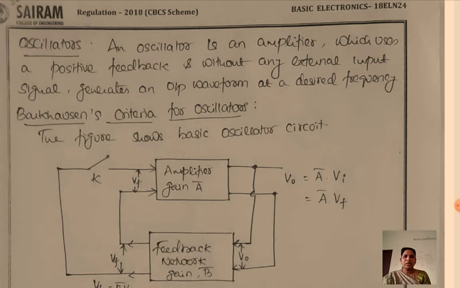feedback. You can define the oscillator as an amplifier which uses positive feedback without any external input, and it generates an output waveform at any desired frequency. Oscillators possess some criteria, named Barkhausen's criteria for oscillators. The device which produces oscillations at a desired frequency, we call an oscillator circuit. So let us study what is Barkhausen's criteria for oscillators.